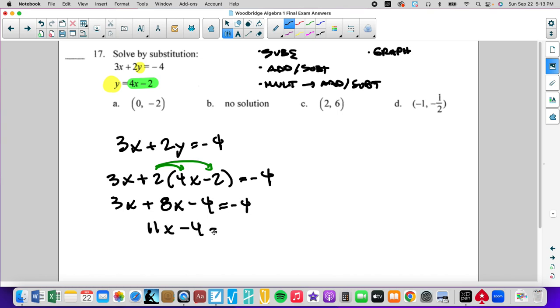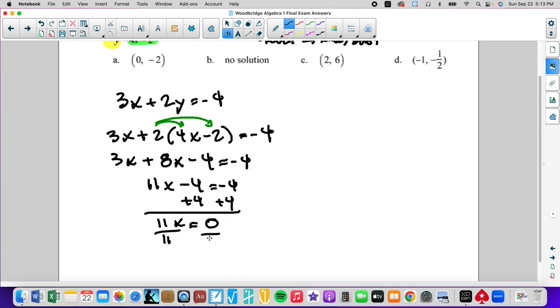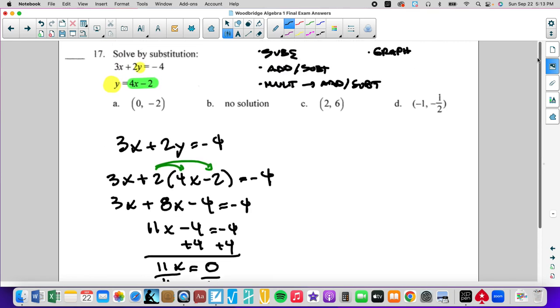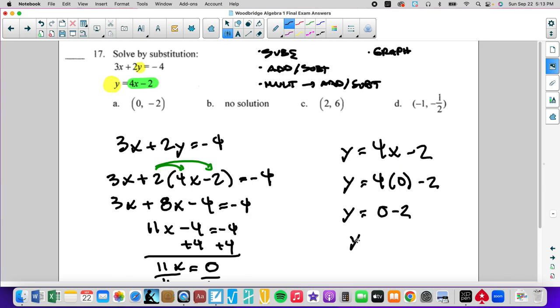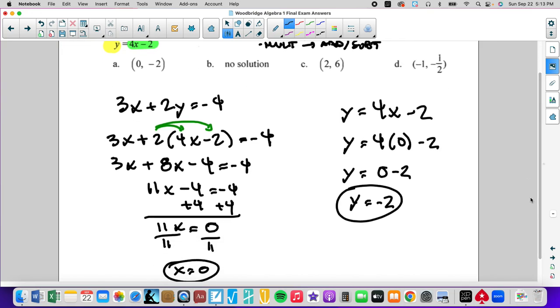11x minus 4 equals negative 4. Add 4, add 4. 11x equals 0. Divide by 11. X equals 0. That's my x value of the solution. And then we can use either equation, but this is nice because I have my x value. I'd like to find my y coordinate, and this is set up nicely. We're going to substitute 0 in for x so we can find out what my y value is when x is 0, and my y value is negative 2. So I know that the solution is 0, negative 2.